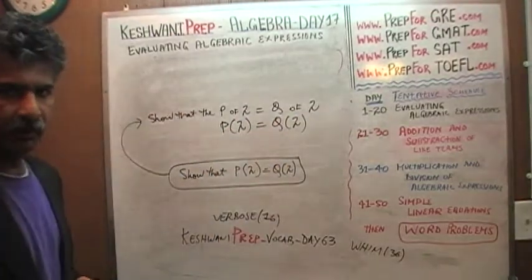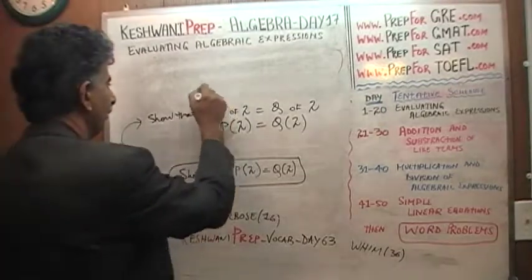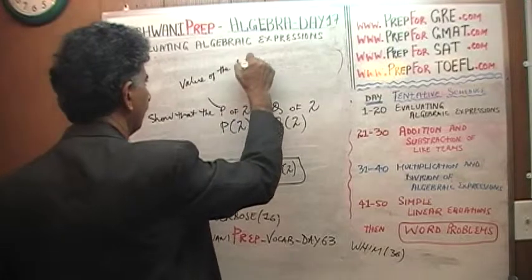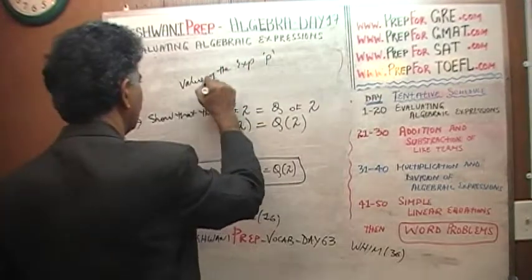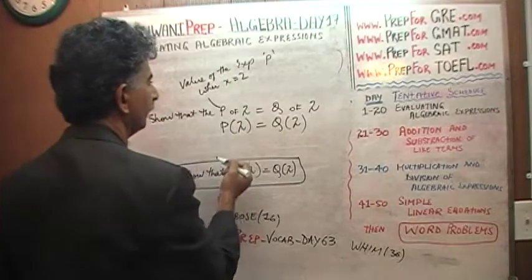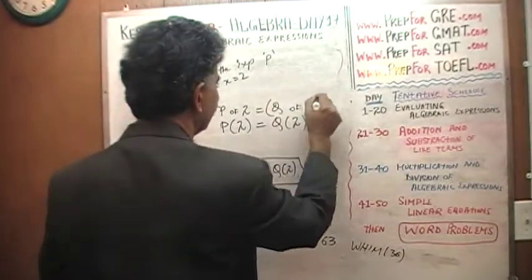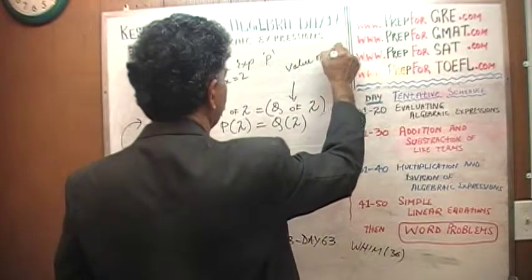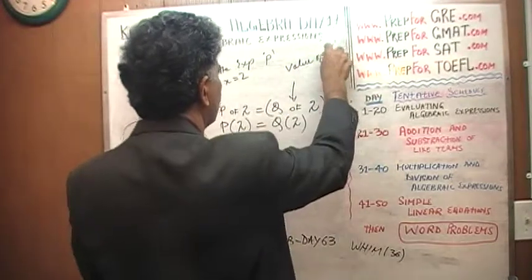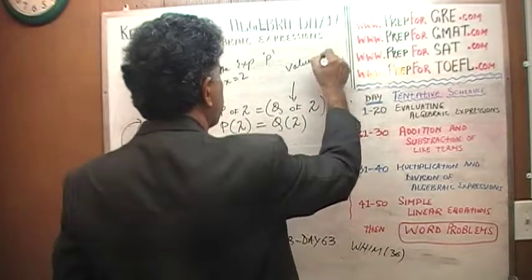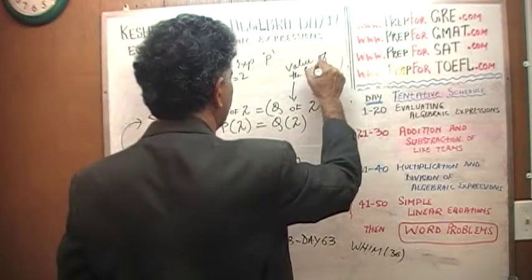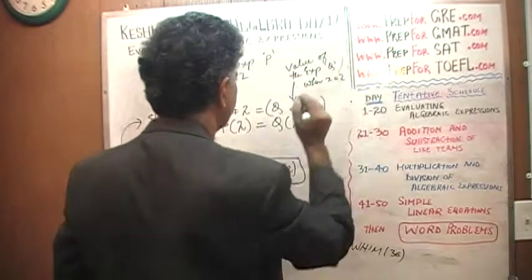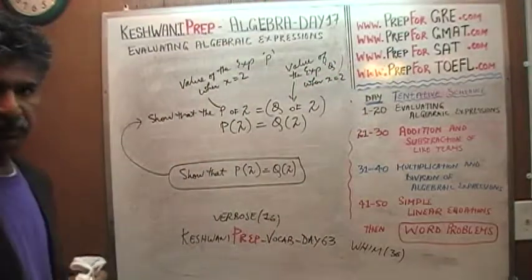And P of 2 means what? P of 2 means the value of the expression P when X equals 2. And what does Q of 2 mean? Q of 2 means the value of the expression Q when X equals 2. That's what P of 2 means.